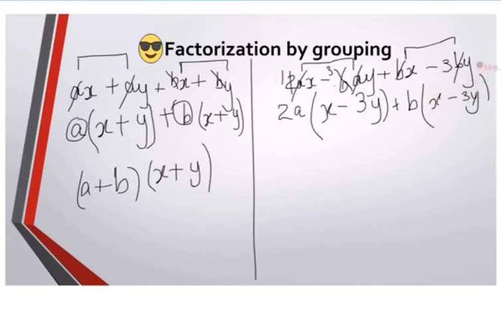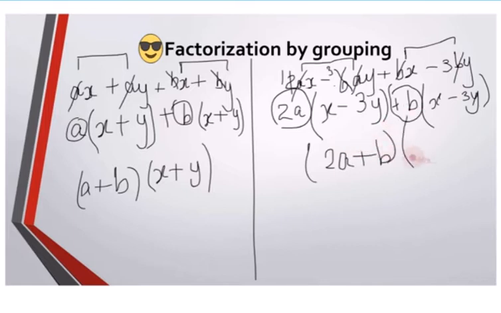Once we are finished with this step, we can further factorize. As we can see once again that we have two common terms. So we're going to factorize out that bracket as well as put the outside terms in brackets. So our final line will look like this: 2a plus b in brackets, plus b in brackets, open brackets, x minus 3y in brackets. So this is how our final line looks.